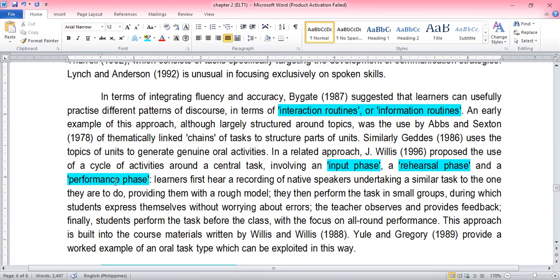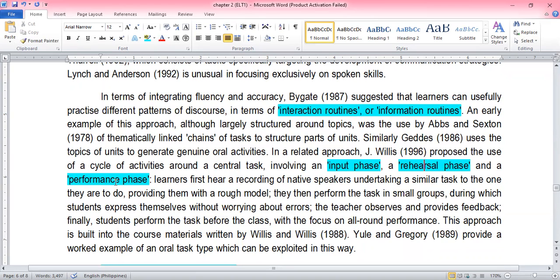Ito yung tatandaan nyo when you are teaching English. Input phase, rehearsal phase, and performance phase. Kasi this is a very good example of scaffolding. Alam niyo ba yung scaffolding? Saan lesson ba yan, Prof Ed? Principles of Teaching 1, I think, or basta, scaffolding. So, paano ba i-explain ang scaffolding?